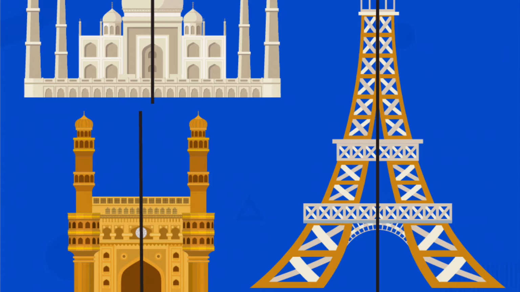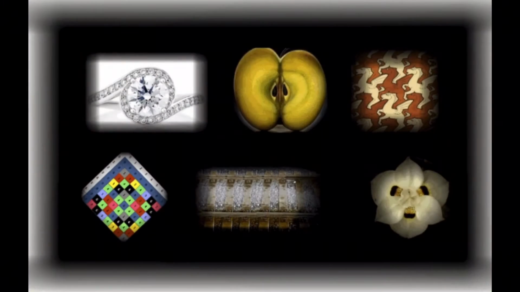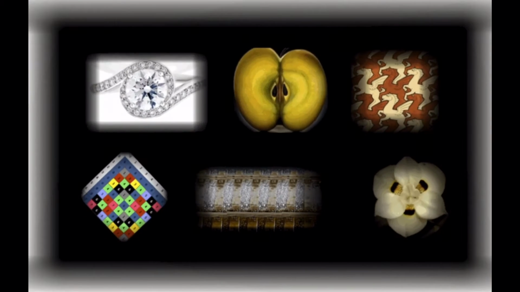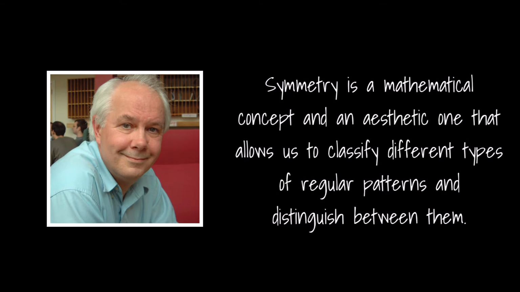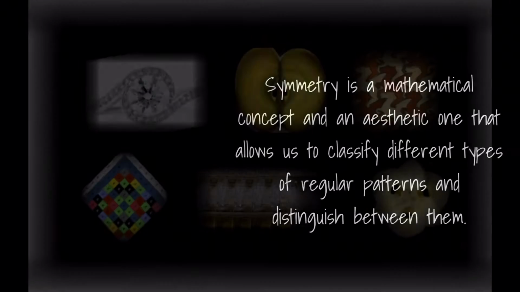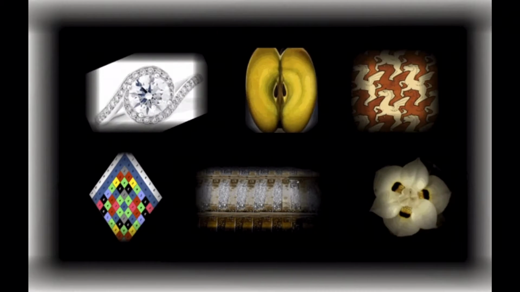The majority of people have a basic understanding of symmetry, which is often defined as a well-proportioned, well-balanced image, such as the human body. In mathematics, symmetry is a process that manipulates the image rather than the image itself. According to Stewart, symmetry is a mathematical concept and aesthetic one that allows us to classify different types of regular patterns and distinguish between them. It is defined as a balanced and proportionate similarity that is found in the halves of an object.